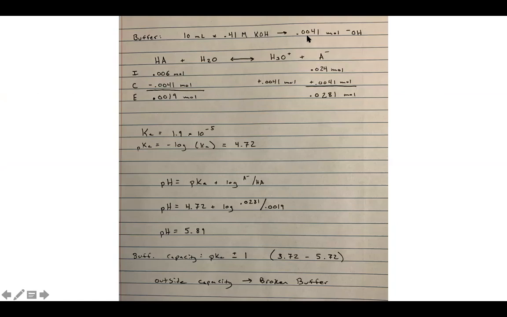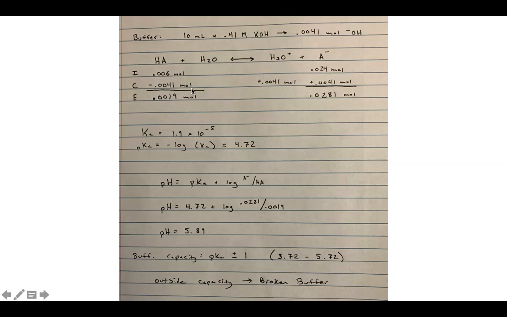Okay, now I'm adding 0.0041 moles of hydroxide. Again, the whole purpose of a buffer is to shift equilibrium in order to neutralize hydroxide. We neutralize hydroxide by forming hydronium. So if I'm adding 0.0041 moles of hydroxide, I want to create 0.0041 moles of hydronium, which will neutralize all of the hydroxide added. That's how I knew to add that number to the product side and subtract it from the reactant side.